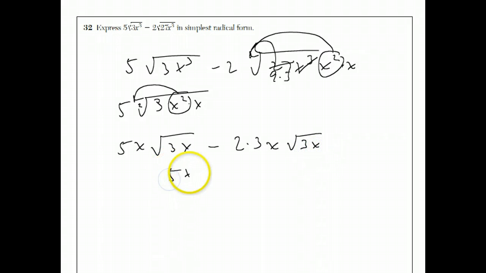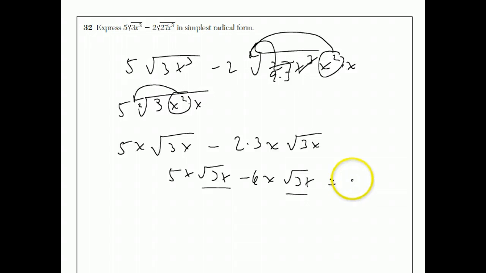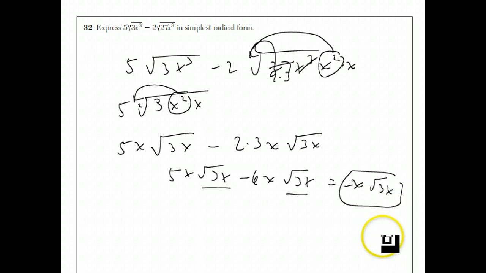So we get 5x root 3x minus 6x root 3x. Those have the same sort of last part, so we can combine them. 5x minus 6x is just negative x root 3x, which I think, unless I made a mistake, is the answer to that question. Okay, that's good for now. I'll pick up on these afterwards.